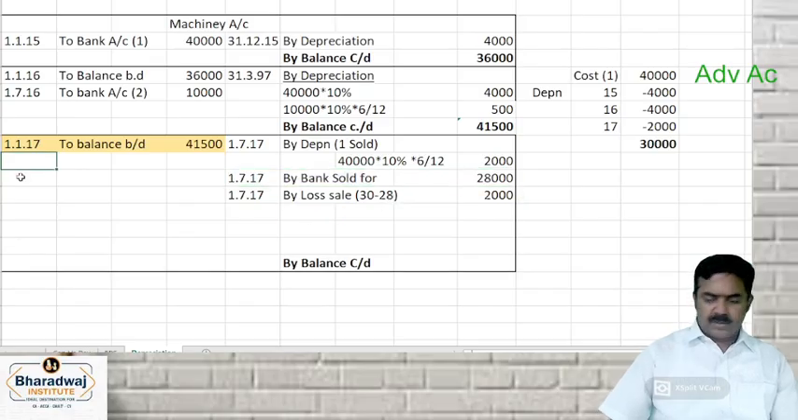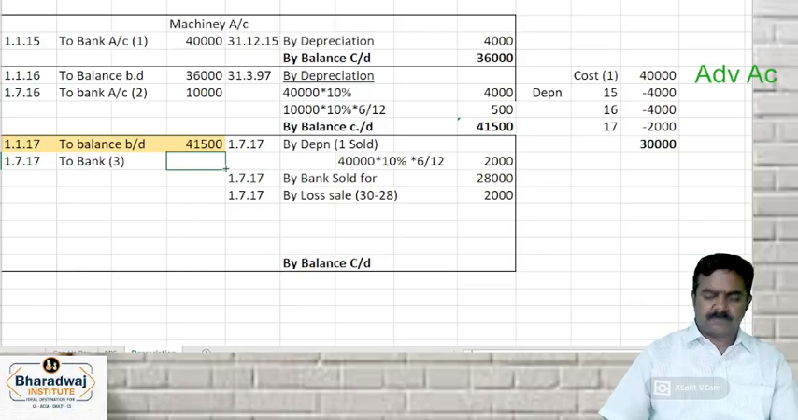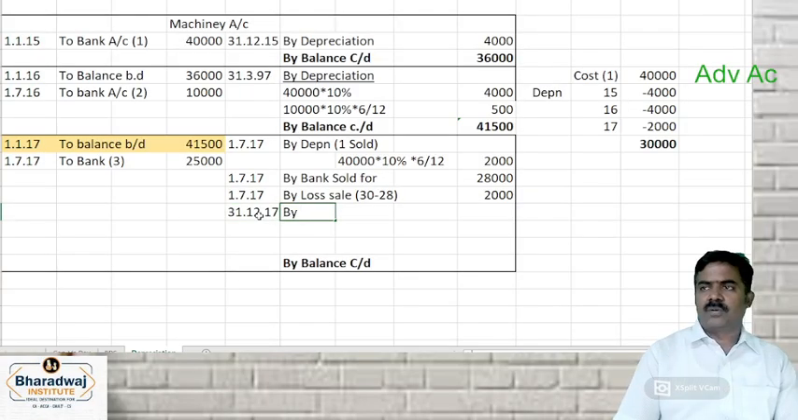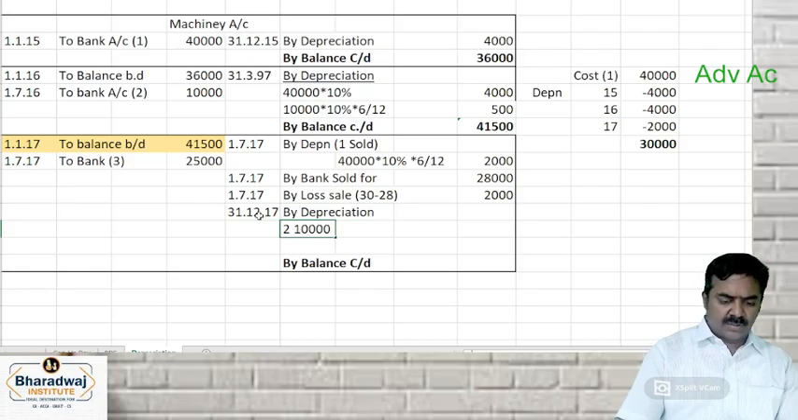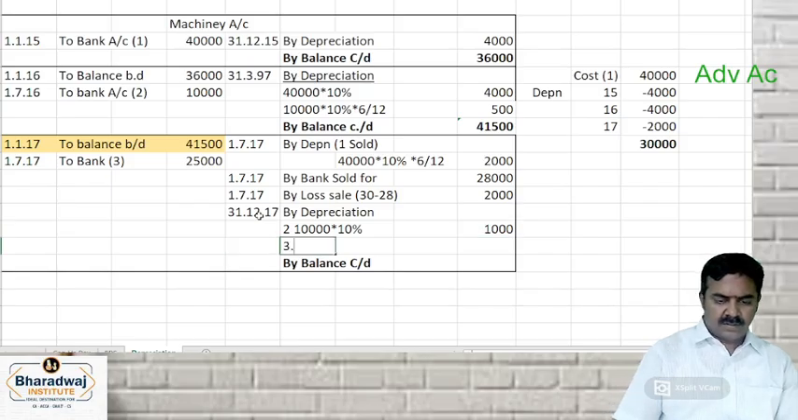When are we purchasing? Same date, new machine. 1/7/2017. To bank, we are buying the third machine. We are buying the third machine for how much? 25,000. At the end of the year, 31/12/2017. By which account? Which machine is there with us? Second machine, 10,000 into 10%. Third machine, 25,000 into what percentage? 6/12, how much will it come?